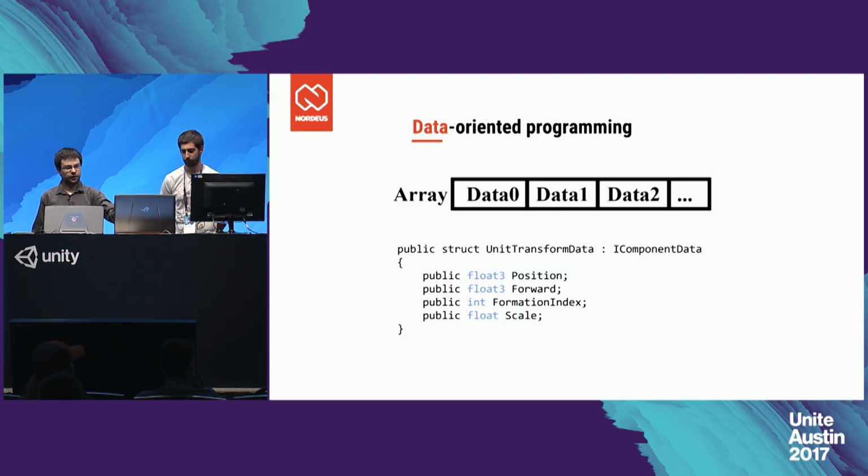This is, for example, our unit transform data. It's used to place units in the world and rotate them around. Since we were using ECS purely, we didn't have access to regular transforms. So we created data components and operations on them that act as transforms do in Unity at the moment.